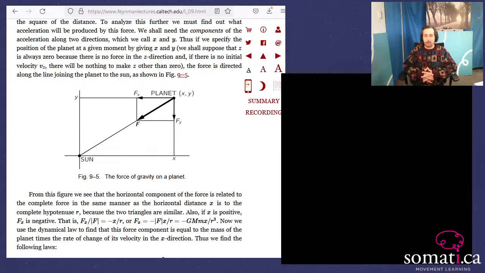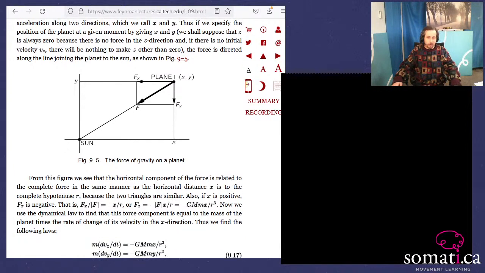We're going to assume that z is always 0 because there's no force in the z direction. And if there's no initial z velocity, there's nothing to make z other than 0. Doing a 2-dimensional treatment here.